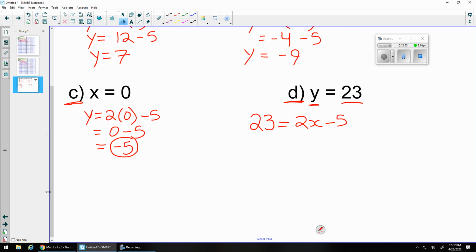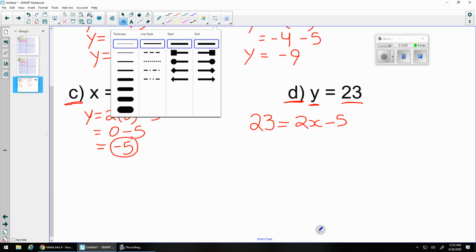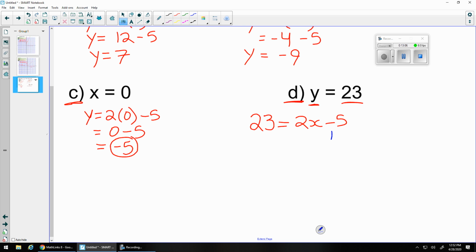This will be more what we're doing next unit, but we did do this in grade 7. If we just have to find x by itself, we need to get rid of this negative 5. So we add 5 here, we add 5 here. Now I am left with 28 is equal to 2x. X is being multiplied by 2, so I'm going to have to do the opposite. Divide by 2 and divide by 2. They cancel out. 28 divided by 2 is equal to x, so x is equal to 14.